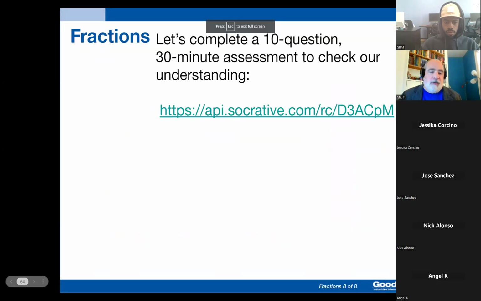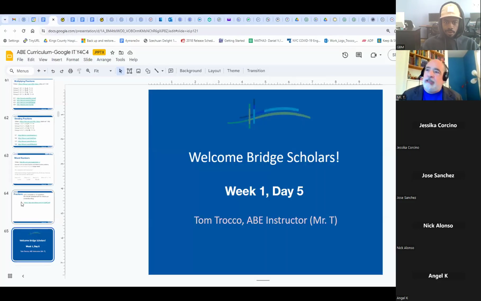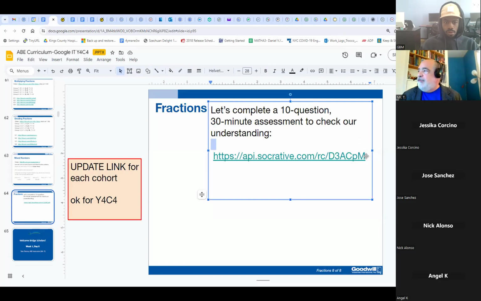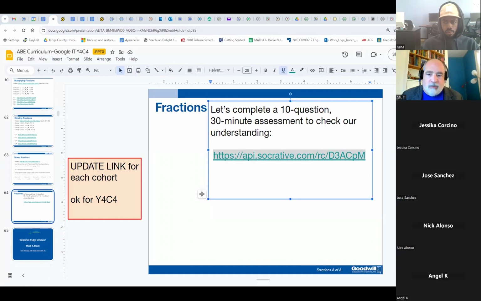Okay, so what I'm going to do now is give you a short quiz on fractions. If you're new, Shanita and Ted, and you haven't done one of these yet, I'm going to put the link in the chat. When you click on the link, it'll open up into Socrative. Let me show you what that looks like. I'll share that screen. There we go.